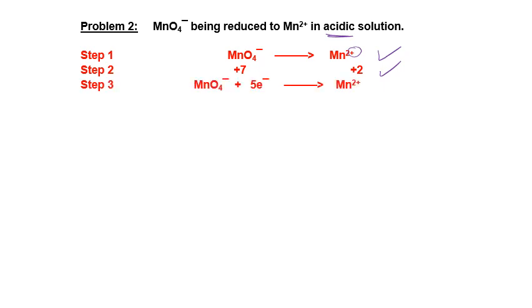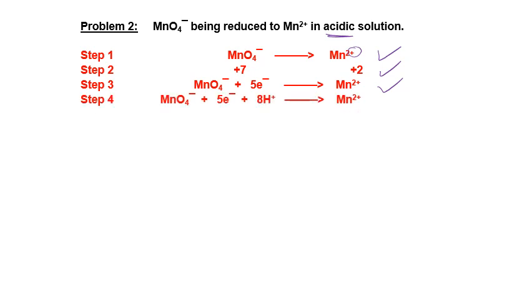Then step 3, we add electrons to make these charges balance. So in order for +7 to become +2, you need 5 electrons. Okay, so there we go, 5 electrons on the left-hand side. So the oxidation numbers now on both sides are the same.